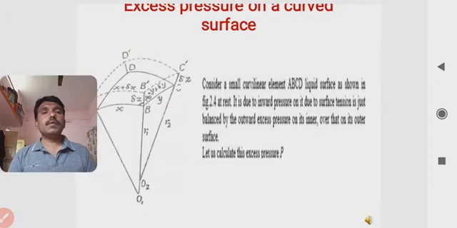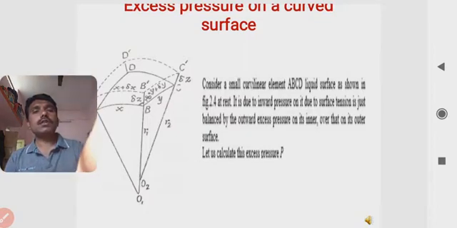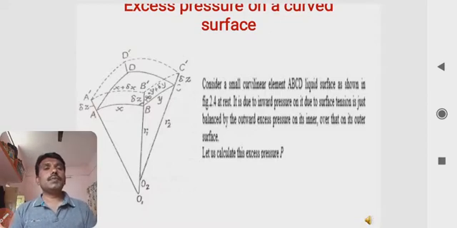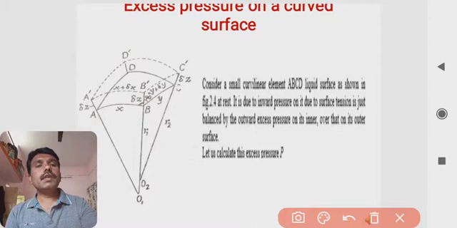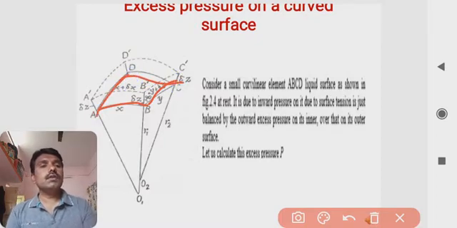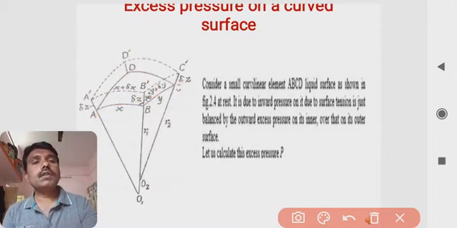Now suppose there is a different type of structure or surface, having a curved shape like this, as shown in this diagram. How much excess pressure is there on such a curved surface? For that, let's consider one particular curved surface as shown in this diagram, that is ABCD. This is A to B, B to C, C to D and D to A.